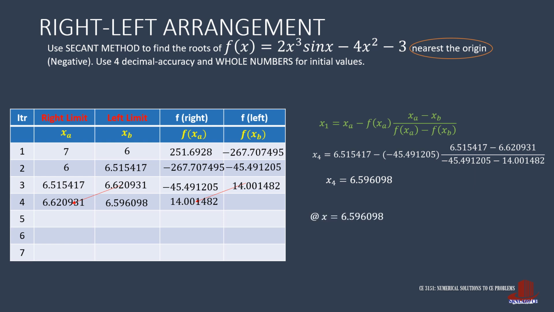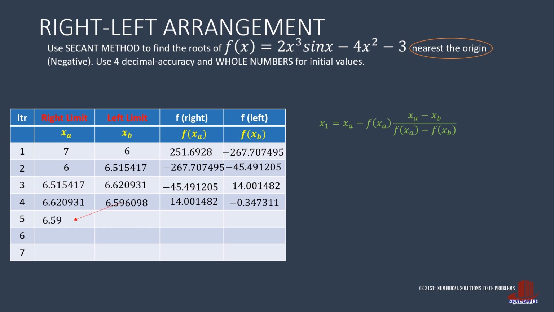6.596098. This value is used to find f of x, which is twice of 6.596098 cubed, sine of 6.596098. Then subtract 4 of 6.596098 squared less 3, which is negative 0.347311.